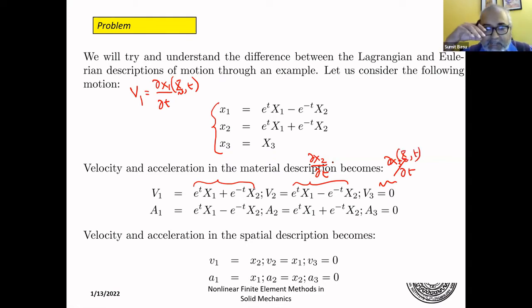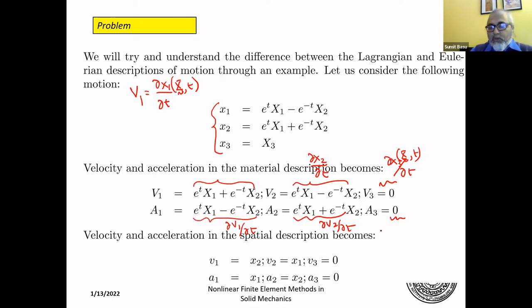Okay, functions of capital X and time. Accelerations, one more derivative, of course. So these are already functions of capital X1, X2, X3. So take one more time derivative, and this is what you will get, I think. So this is your del capital V1 del t, del capital V2 del t, and this is 0, of course, del capital V3 del t.